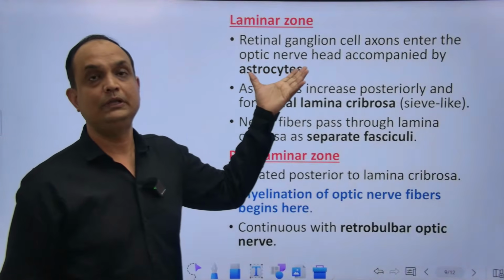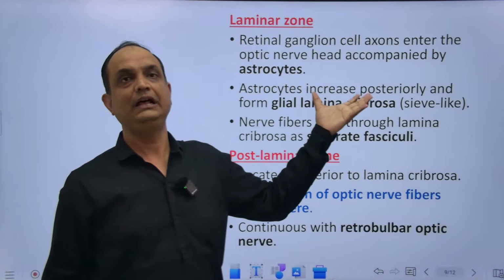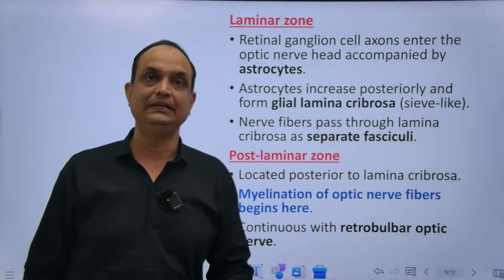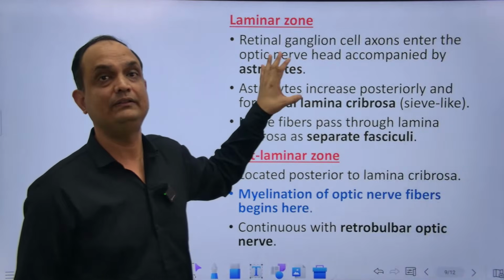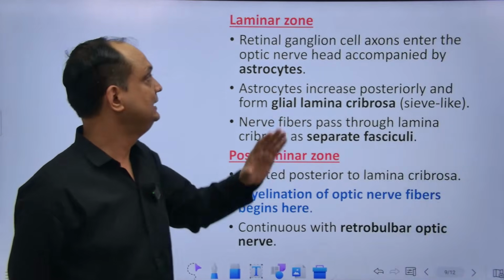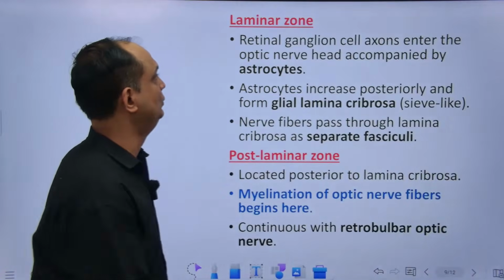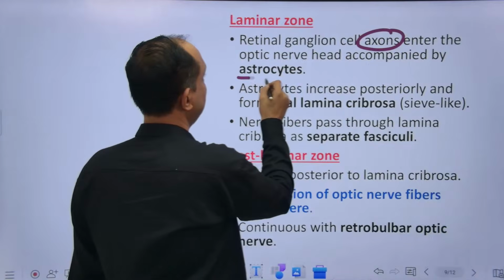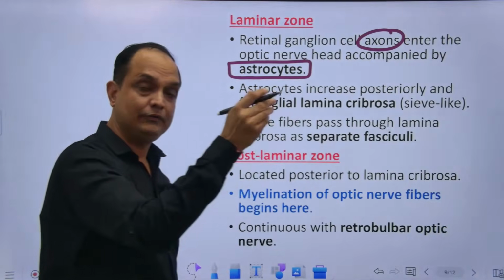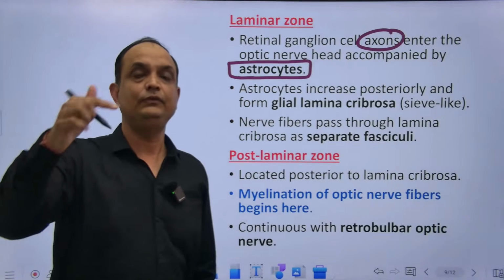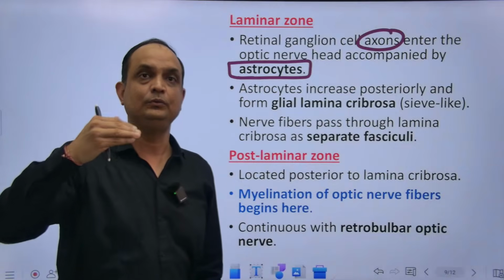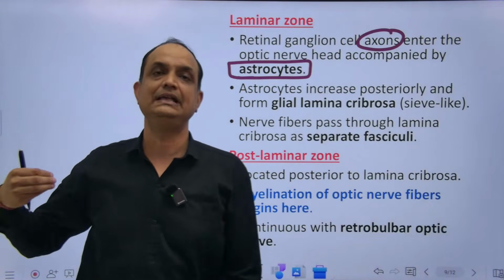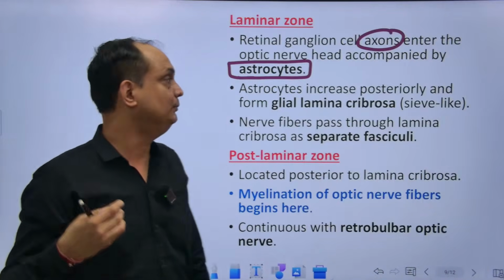So now we'll move to after prelaminar, where you will have the laminar zone and post-laminar zone. Here you have to keep this in mind about the difference between all the 3 zones: as you enter into the laminar zone, the retinal ganglionic axons enter into the optic nerve head accompanied by astrocytes. Now the number of astrocytes is increasing. From prelaminar to laminar to post-laminar, the number of astrocyte cells continuously increases as the nerves are exiting from the eyeball.